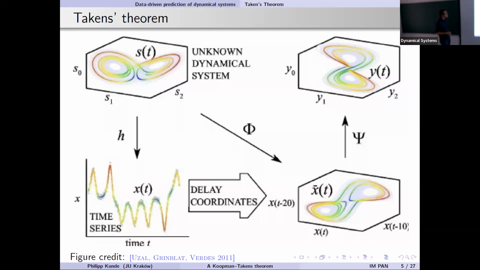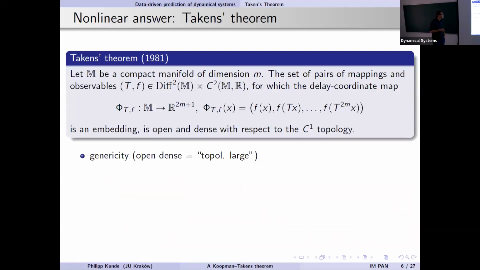So this map here would be this map phi. So of course the general question is, if you have such an unknown dynamical system, maybe you know the dimension of the phase space, maybe you don't, maybe you care about the attractors and the dimension of that one is not known. So there are of course a lot of questions when trying to apply Takens' theorem in applications.